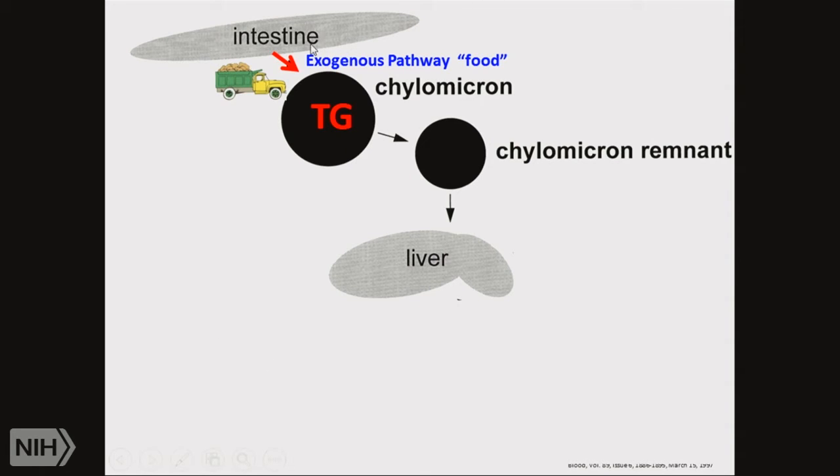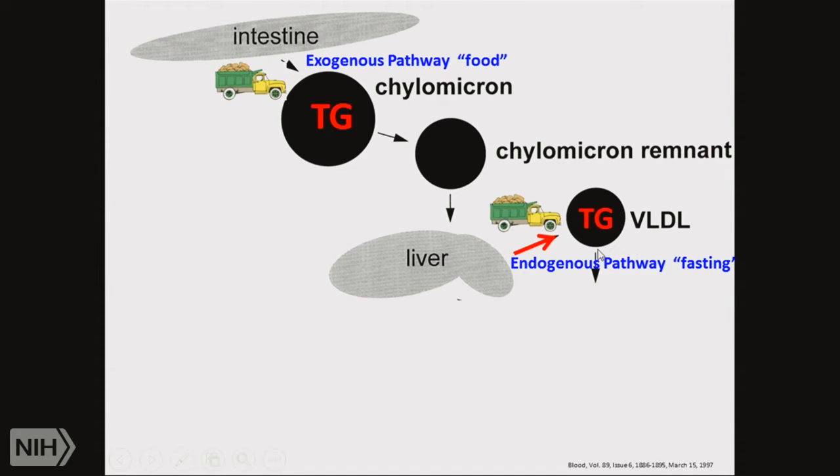So we eat food, the intestine, we get triglyceride in a truck, and basically this triglyceride chylomicron particle is going to dump some of its cargo in muscle, but the rest of it is going to get into liver. And we've heard lectures on fatty liver and where this could become a problem. But this only occurs when we're eating a meal.